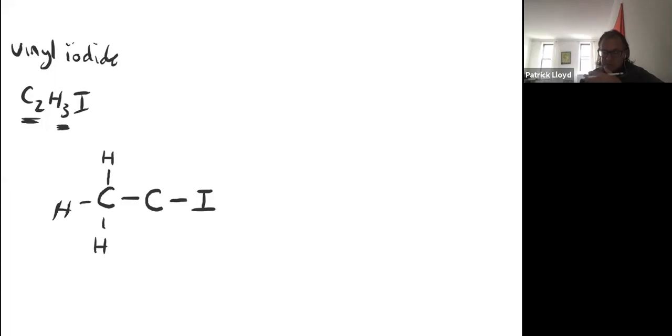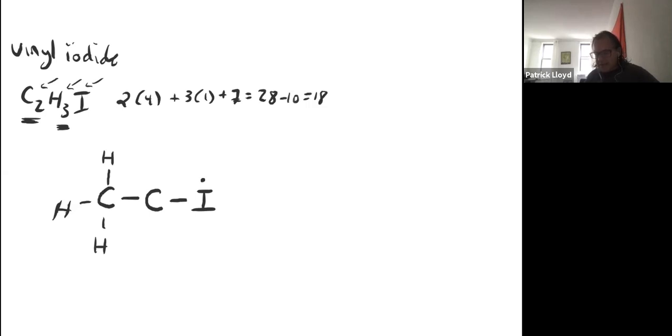So let's do it like that. Let's just see if this works out. I'm going to count up the valence electrons. You have 2 carbons, 3 hydrogens, and 1 iodine. So 2 times 4, right? Carbon is in group 4A, hydrogen is in group 1A, and then iodine is in group 7A. So that's a 7. So 8 plus 3 plus 7 is 18. Is that right? We've already used 10. Got to get everything up to 8. So 2, 4, 6.